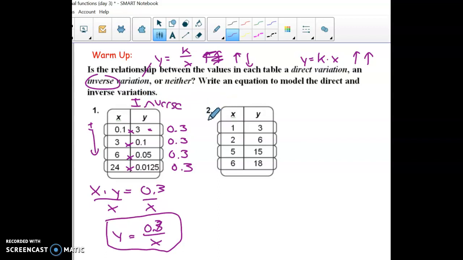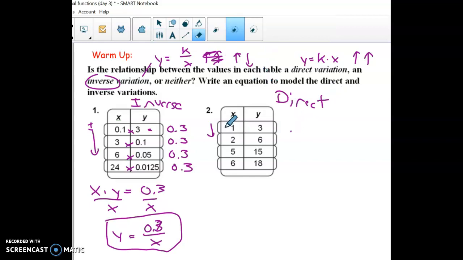All right, and then this one, they're going up together. So as x gets bigger, y also gets bigger. So this one we're going to guess is direct. We should still probably check. And the way you check a direct is you divide the pairs and see if it's a constant. So if we take 3 divided by 1, check, right, divide these, y divided by x.